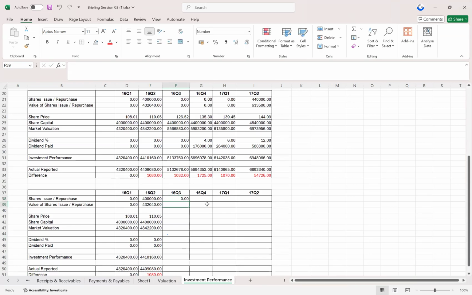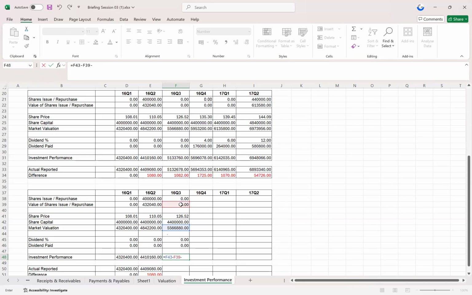In this quarter, again, they did not issue any shares, so the value of shares issued is 0. The share price reported at the end of this quarter was 126.52 for the company. My capital would remain the same. My market valuation would increase to 556 because of this increase in share price. The dividends paid were 0.